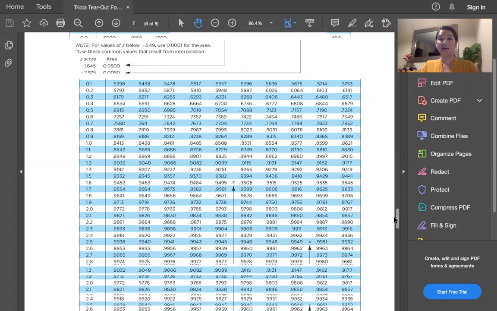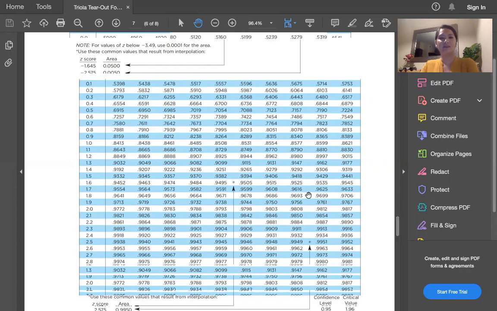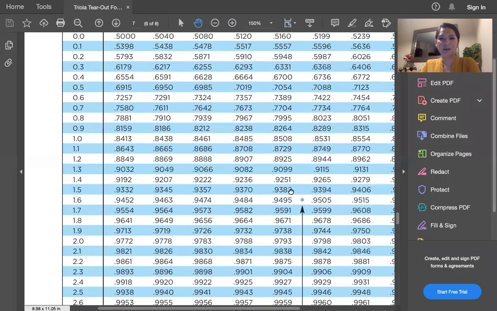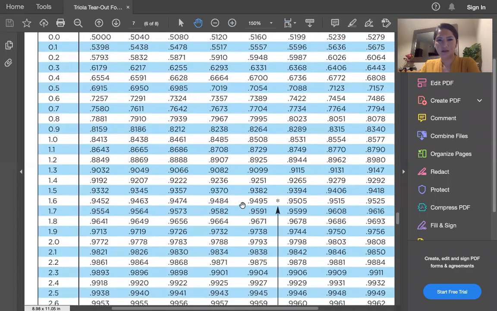If that area is more than 50%, or more than 0.5, then I need to go to the positive z-scores, and I'm looking for 0.95 in the body of the table. Now, if you zoom in a little bit, you see we've got a couple of areas here, 0.9495 and 0.9505. So actually 0.9500 is exactly halfway in between this area and this area.